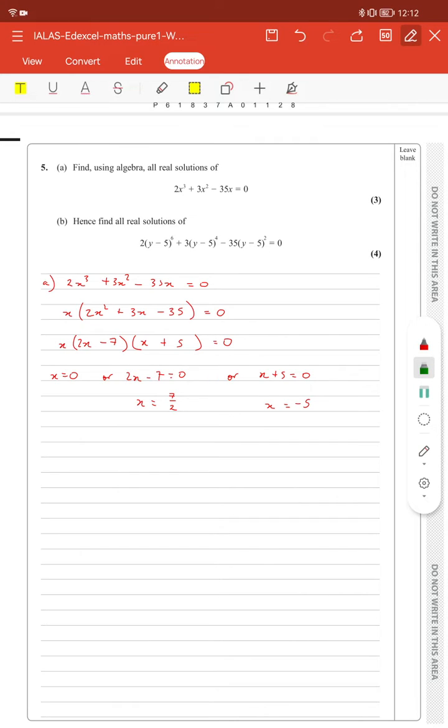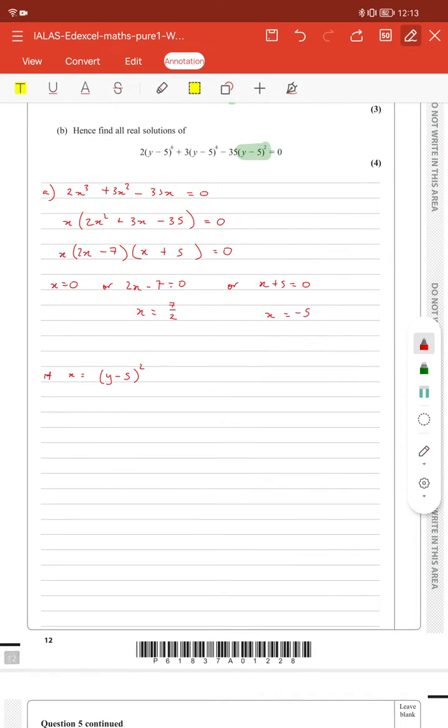And what we've done with the next one is we've just replaced x with y minus 5 squared. And we have the same exact equation. So we can say if x is equal to y minus 5 squared, we can think about all the other solutions. So we can say y minus 5 squared is equal to 0, which means y minus 5 is equal to 0, so y is equal to 5.